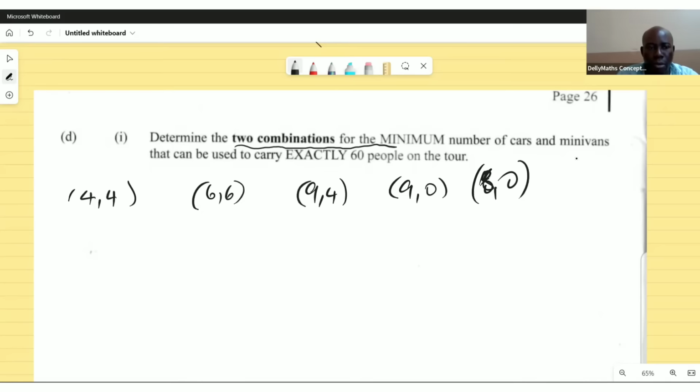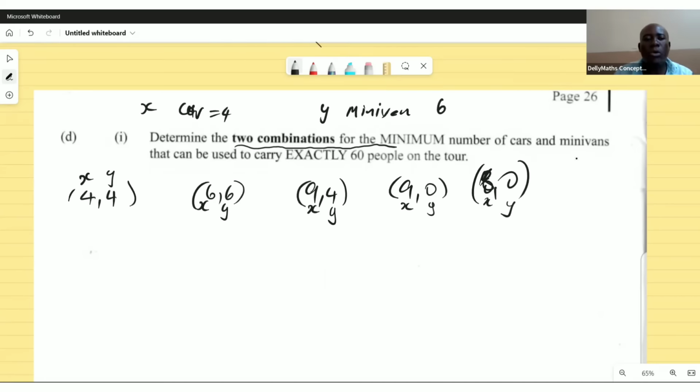Remember, this is X, this is Y. We want to understand that these are X and Y. X is for a car, and the car can hold 4 people. Y is for a minivan, and that minivan can hold 6 people. So we're substituting these to quickly see where we get exactly 60 people. Let us say I'm trying to point 4, 4. It would have been 4 times 4 plus 4 times 6.